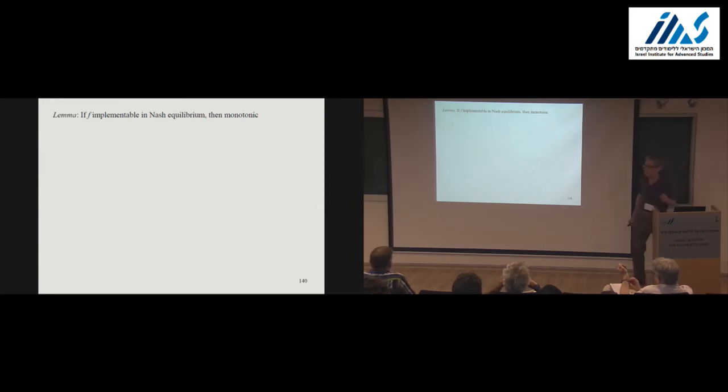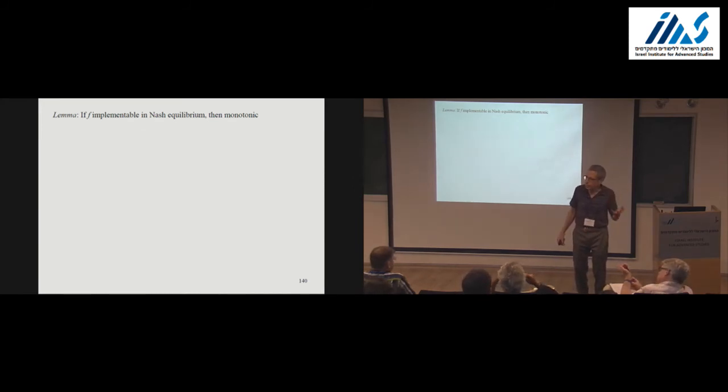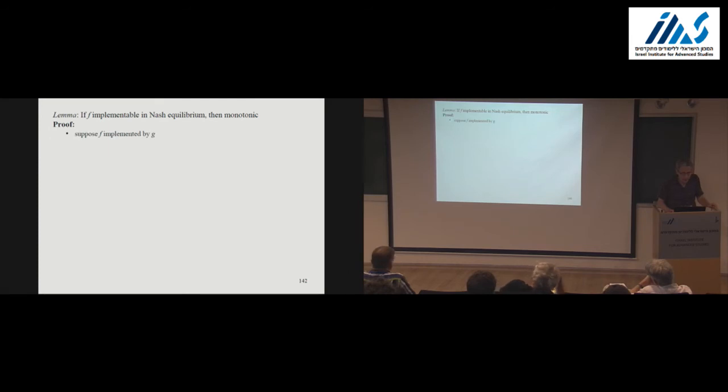So here's the critical lemma. If F is implementable in Nash equilibrium, it has to be monotonic. And here's why.